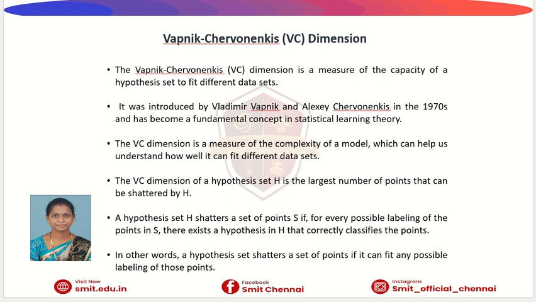It was introduced by Vladimir Vapnik and Alexey Chervonenkis in 1970. It is a way to measure how powerful or flexible a model is. It tells us how many data points a model can perfectly classify in all possible labeling situations. A hypothesis set shatters a set of points if for every possible labeling there exists a model that classifies them correctly.